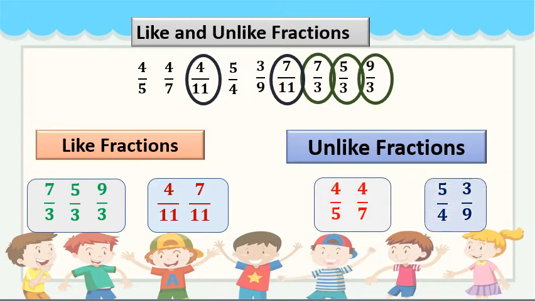Now here also we can see the first box, that is 4 upon 5 and 4 upon 7. Here again we can see one similarity, that is the numerator is 4 in both the fractions. We will study about them later.